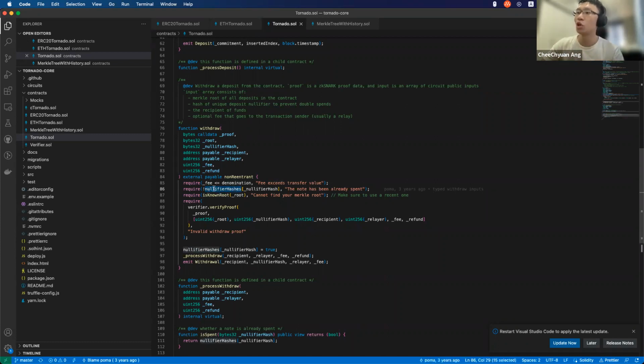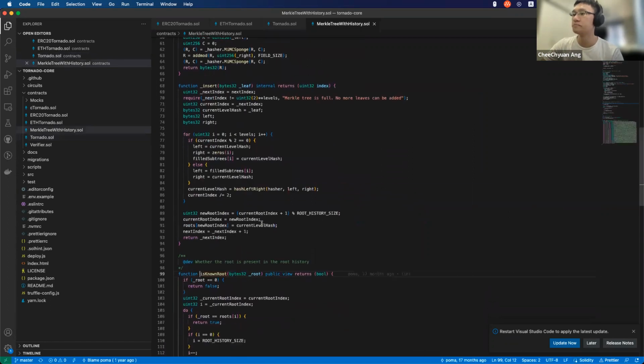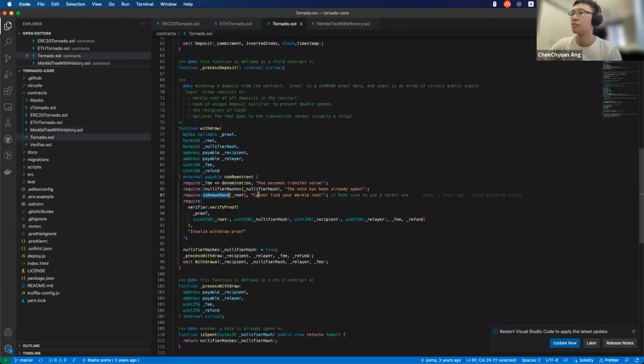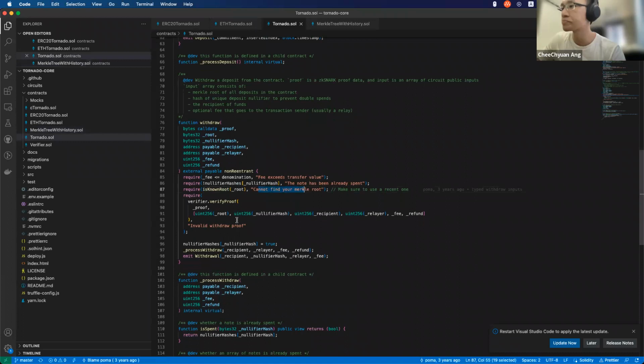So what they do is store it as a variable in the smart contract, and they use that to check. And over here, it requires isKnownRoot. Basically, isKnownRoot is checking against the ring buffer that we have looked into just now. So you look through the ring buffer to see if our root exists. If it exists, it's true. If not, it will just return false. And if it's false, we just revert, and we say cannot find your Merkle root.